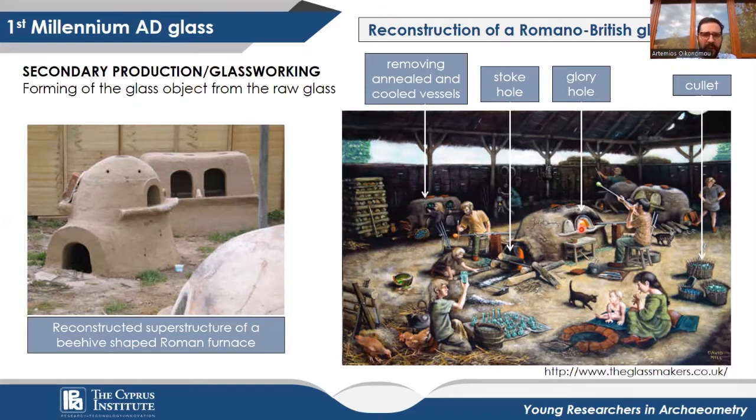There are usually 2 openings, one from this side and another from the other side, so people can blow glass simultaneously. You can see also the stoke hole down here, where the fuels, mostly wood, were charged, and there's also the annealing oven here at the back, and here the reconstruction on the left, where the objects were slowly cooled down. Such installations were scattered throughout the Roman Empire.